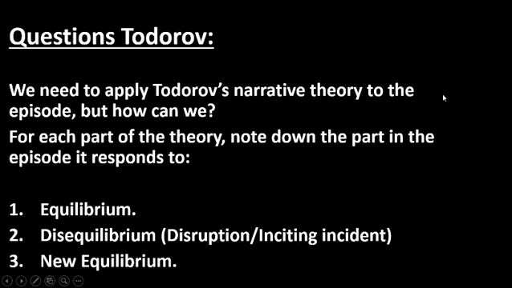Secondly, we have to employ Todorov, because that is a theorist we have to include on the course. So how can you apply the narrative theory to the episode? How I would do that is I would break it down to the equilibrium, disequilibrium or disruption, and new equilibrium, and I would like you to find where in the episode these things happen. So what is Martha's equilibrium? Where is the disruption? And then where is the new equilibrium afterwards? So find each part of the episode that can include it.